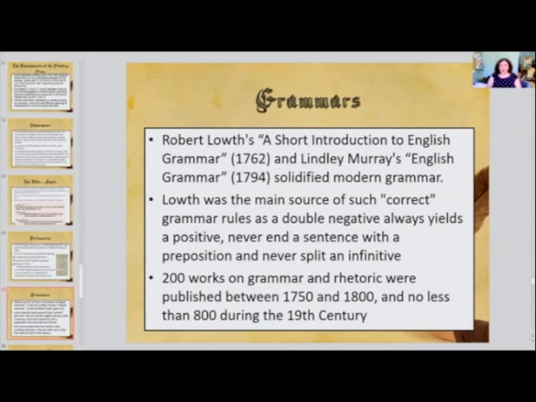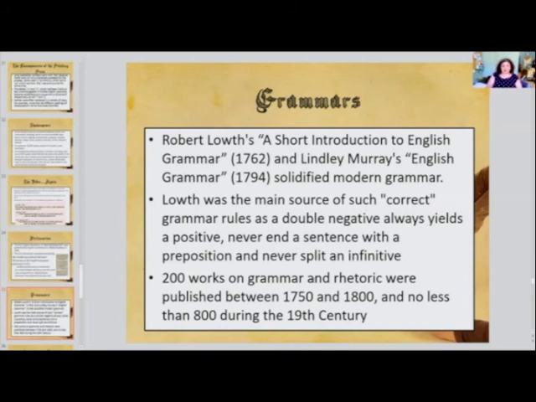So Lowth is the one who establishes that a double negative always makes a positive, never end a sentence with a preposition, and never split an infinitive. So remember, English has been around in a form that we can sort of understand since roughly 1000 AD, and we get a standardized grammar in 1794. If that's any indicator of how much grammar means, I leave it up to you to decide.